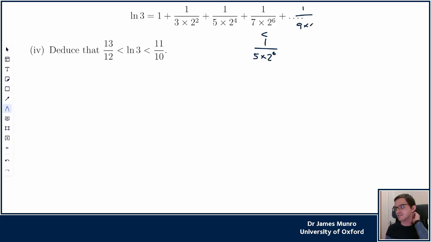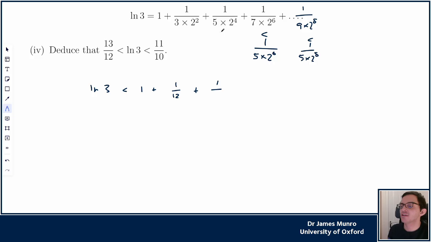This 1 over 9 times 2 to the 8 would be less than 1 over 5 times 2 to the 8 as well. That will help it pair up with these other terms and maybe give me something nice. Okay, if I do that, then I can show that log 3 is less than 1 plus, I don't want to do anything with that 12th, and then I'll take this 1 over 5 times 2, 4, 8, 16.